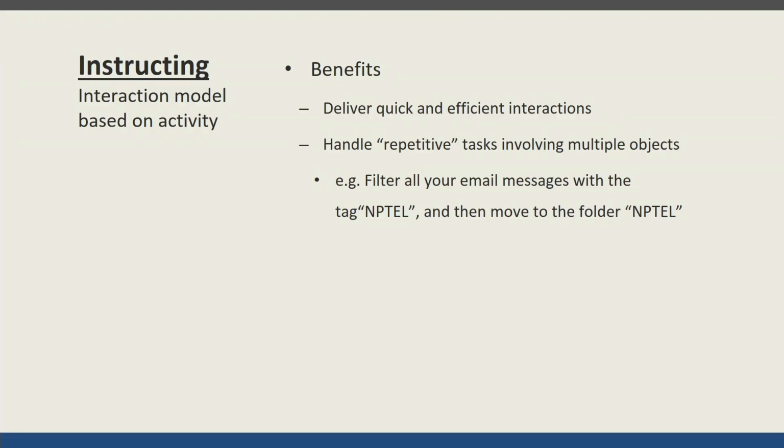So an example could be: filter all your email messages with the tag nptel and then move them to the folder nptel. You might have been receiving emails from nptel, and if you were to go across all your emails, which are multiple objects, and perform a task like filtering, that comes under the interaction model which is based on an activity like instructing.